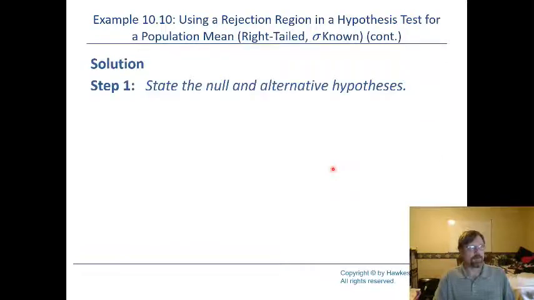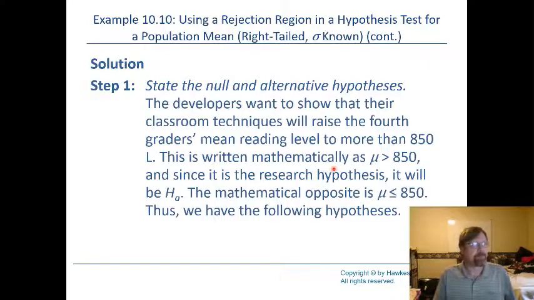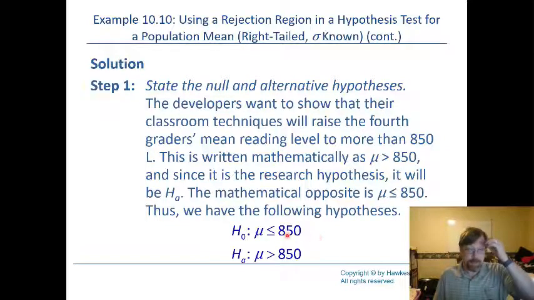Alright, so null and alternative hypotheses. They want to show that they'll raise fourth graders' mean reading level to more than 850, so the mean is greater than 850. So the null hypothesis, or the opposite of that, is that the mean is less than or equal to 850. So we've got these two hypotheses.